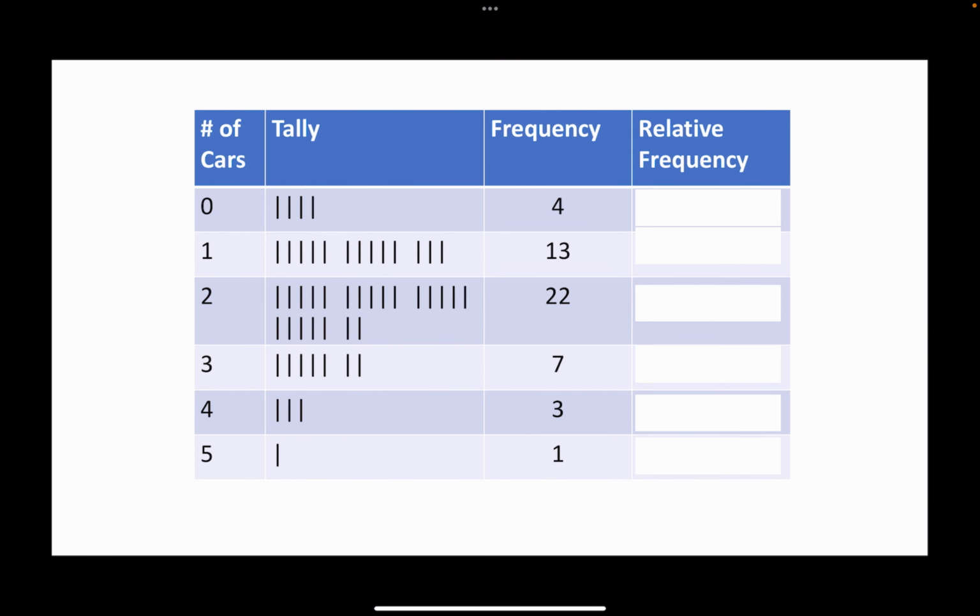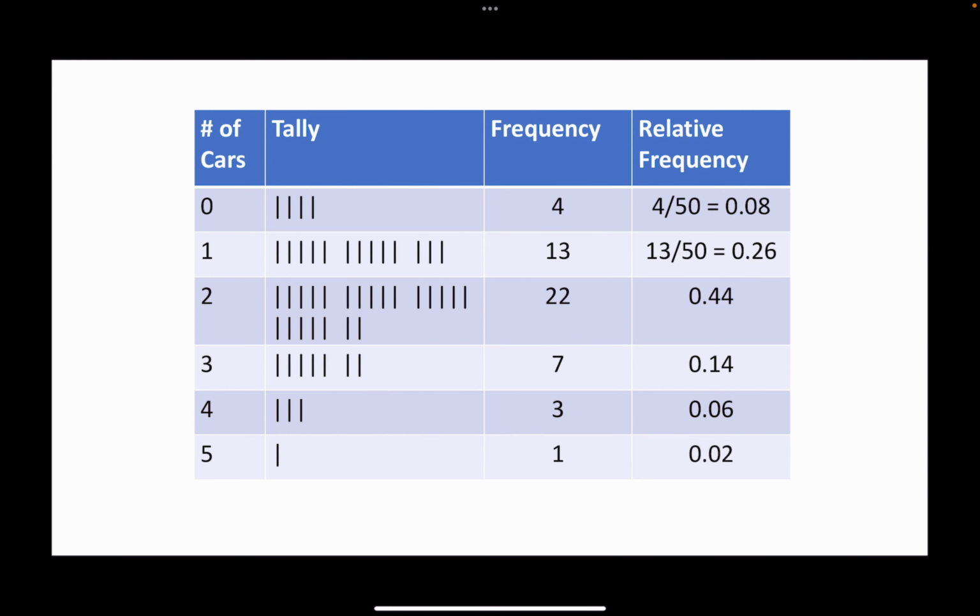And in order to get the relative frequency, we do the exact same thing that we did with the M&Ms. So I would do 4 divided by 50 because there are 50 total data values. And then we would get that the relative frequency is 0.08. Then we would do 13 divided by 50 and get 0.26, and go all the way down and get all of those values. So this would just give us the frequency of all of it. So basically 44% of households have 2 cars.